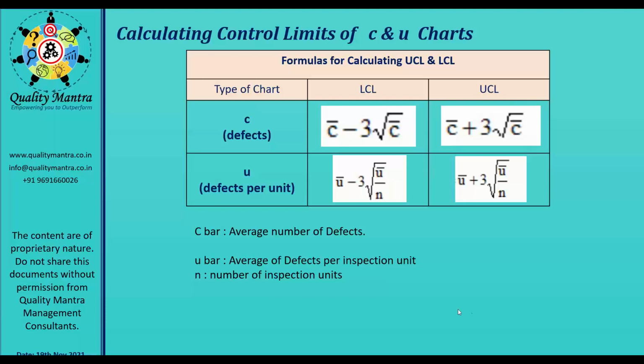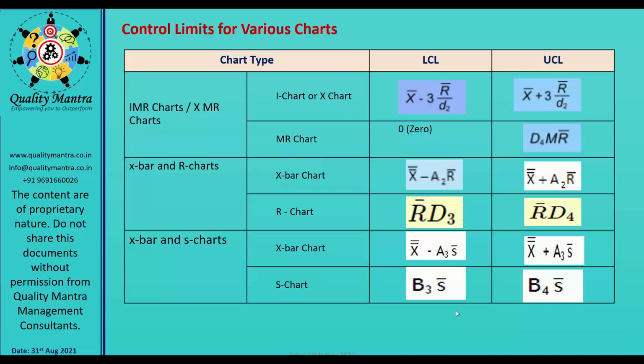With this, you have learned how to calculate the control limits and plot the control charts, create the initial trial control charts, and then start monitoring using those control limits for the variable type of control chart, that is IMR chart or XMR charts.